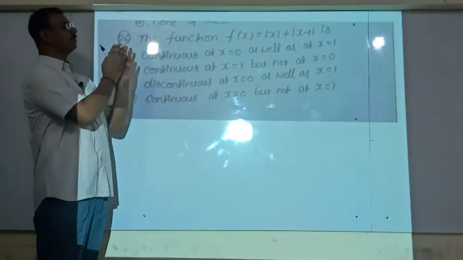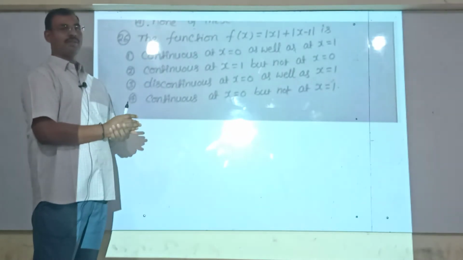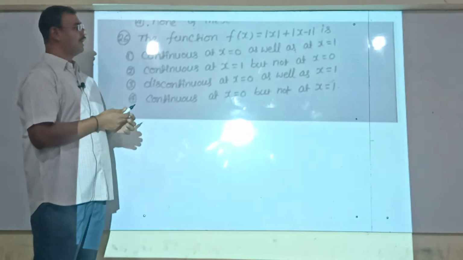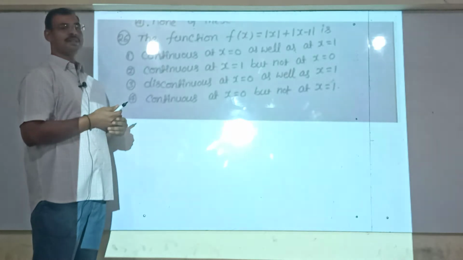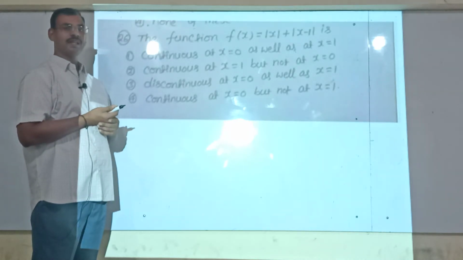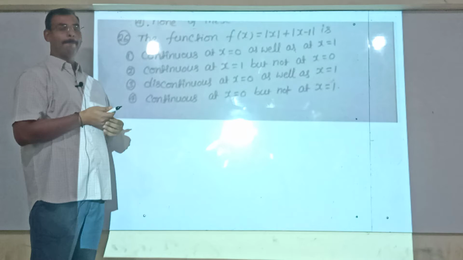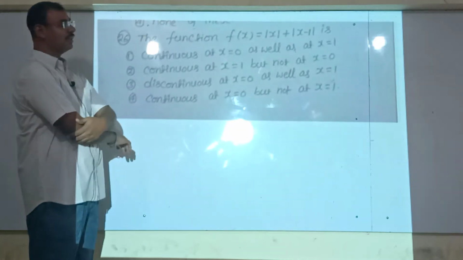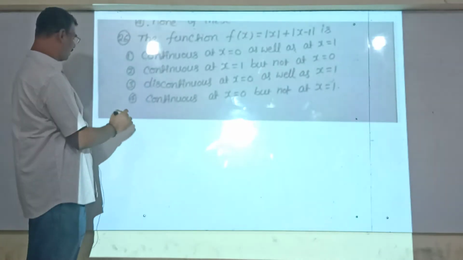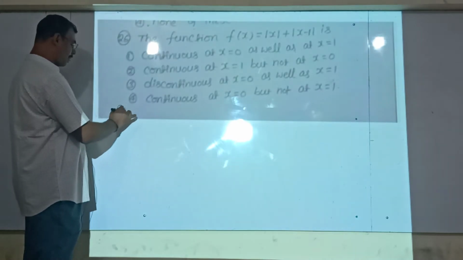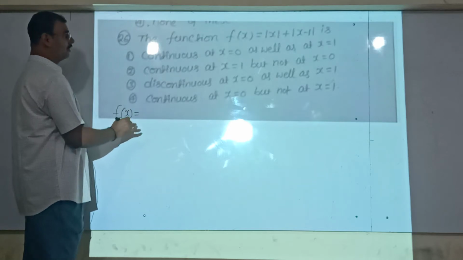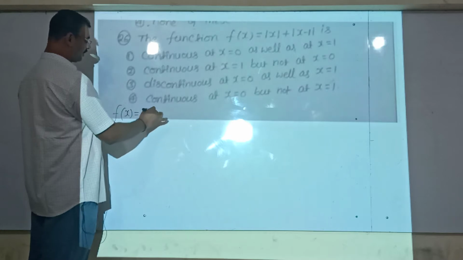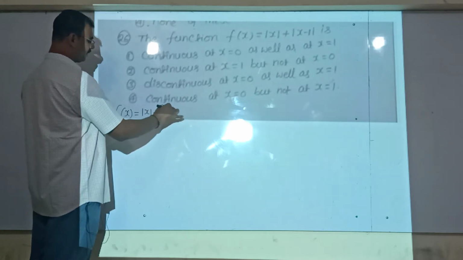Firstly, whenever there is a mod function given, we have to break into cases using the definition. As we know, mod of x is equal to plus x when x is more than or equal to 0, minus x when x is smaller than 0. Is it clear? We know all of these concepts, so I would find the function here. So what is f of x here? Mod of x plus mod of x minus 1.